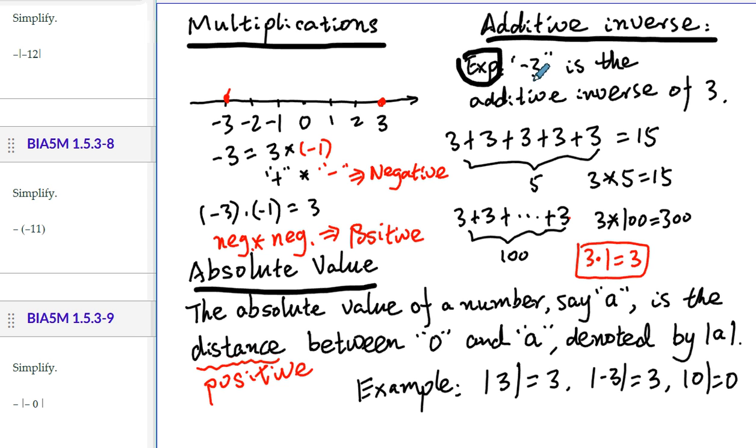Some books say that -3 is the opposite number of 3, and 3 is the opposite number of -3. That's the same thing.